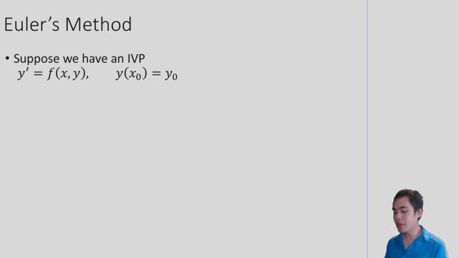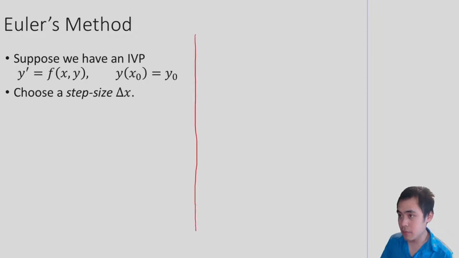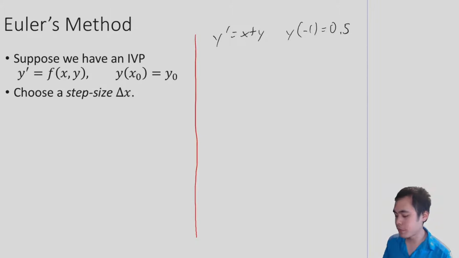So suppose we have an initial value problem. y prime is equal to some function of x and y, and y of x naught is equal to y naught. What we can do is choose a step size, delta x. Let me write out an example here, actually. So let's say we had y prime is equal to x plus y, which is fairly easy. And let's say we started out at y of minus 1 is equal to 0.5. And let's say delta x is equal to 0.5. So we choose a step size.